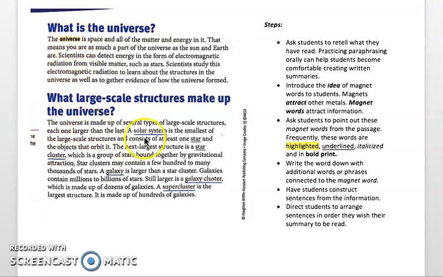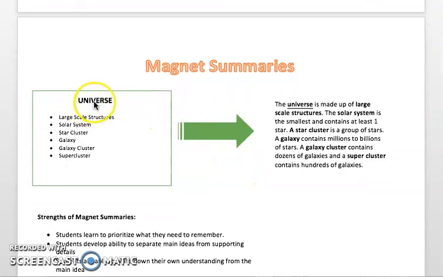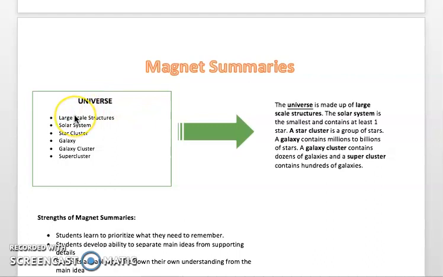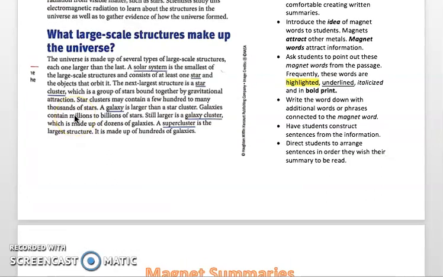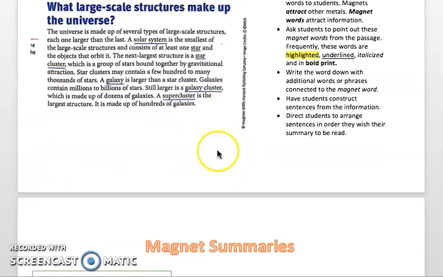So some of the words that we see here, which are magnet words, are solar system, star, star cluster, galaxy, galaxy cluster, and a supercluster. When we find these words, we are going to write them down. Right here we see that I have my big word as universe and some of the other additional words or phrases connected to this magnet word, such as large-scale structures, solar system, star cluster, galaxy, galaxy cluster, and supercluster.